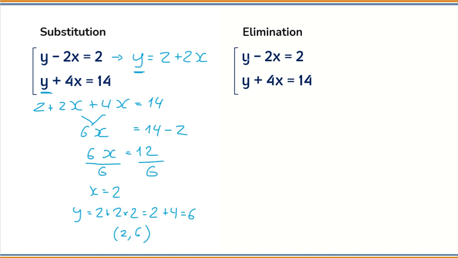But I'm going to multiply this first equation by minus 1. So in this first equation, y is negative, and in the second one is positive. So I will start multiplying by minus 1 every term in this equation. This means that the sign of the terms is going to change. And the other one will be the same.